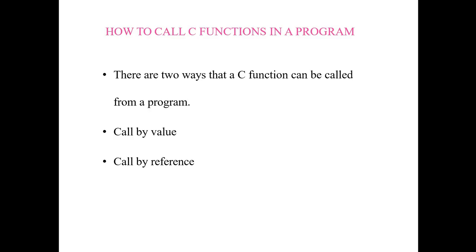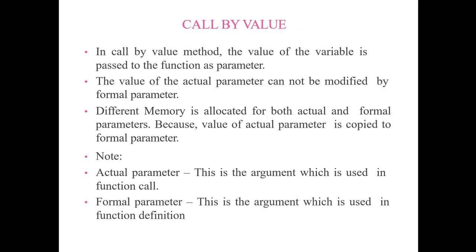And then there are two ways to call a function in C. There is call by value and call by reference. First, call by value. In the call by value method, the value of the variable is passed to the function as a parameter. The value of the actual parameters cannot be modified by the formal parameters. Different memory is allocated for the actual and formal parameters because the value of the actual parameters is copied to the formal parameters. So it cannot affect the original values.